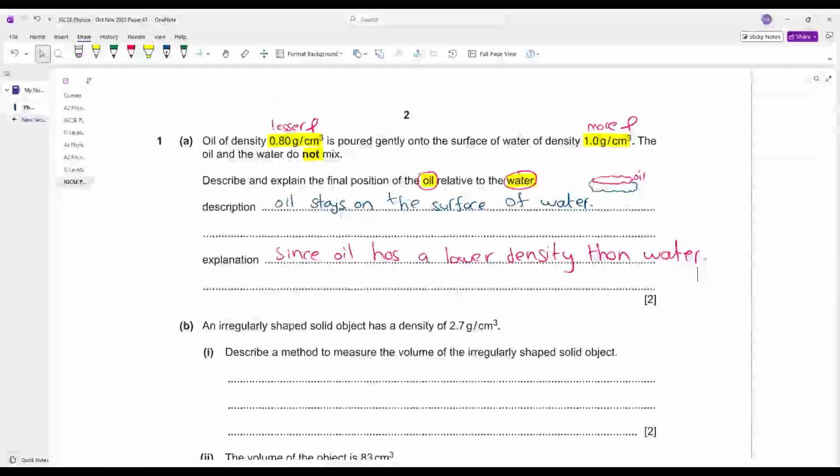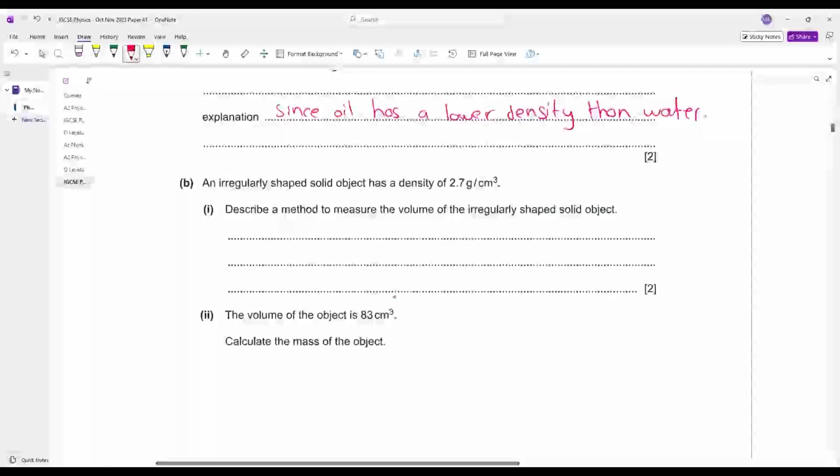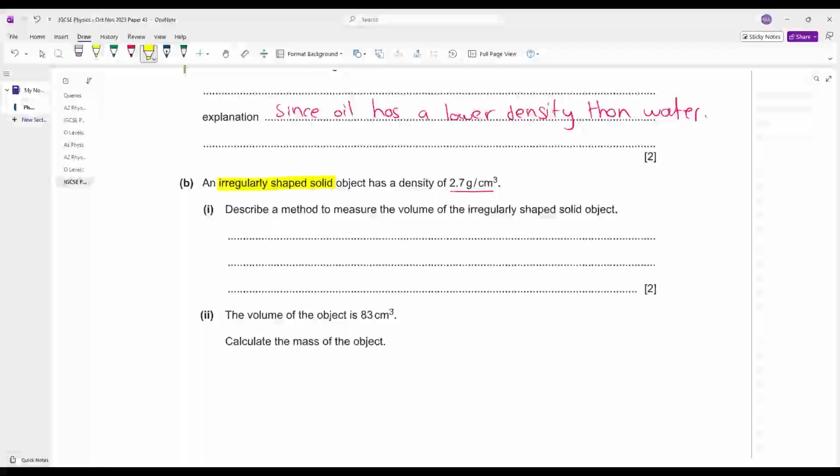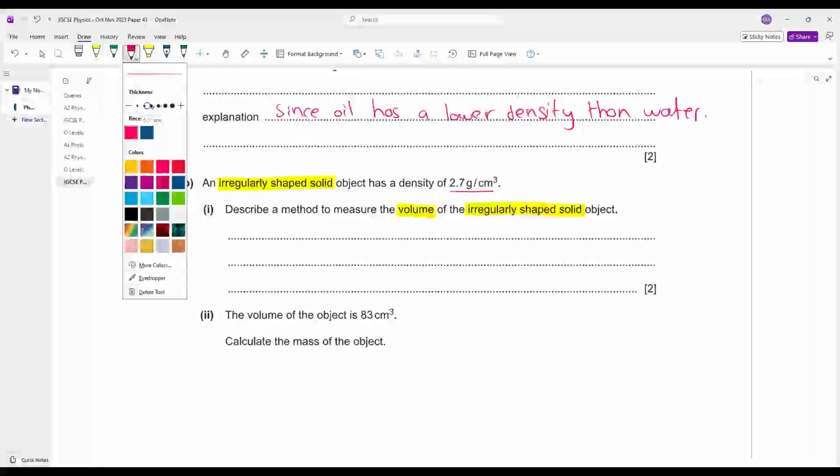An irregularly shaped solid has a density of this. ठीक है आपको irregularly shaped solid की density given है. Describe a method to measure the volume of the irregularly shaped solid object. How will we measure the volume of the irregularly shaped solid object? How will we do that?